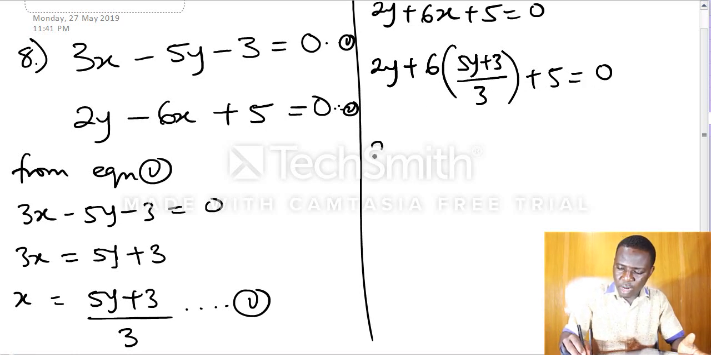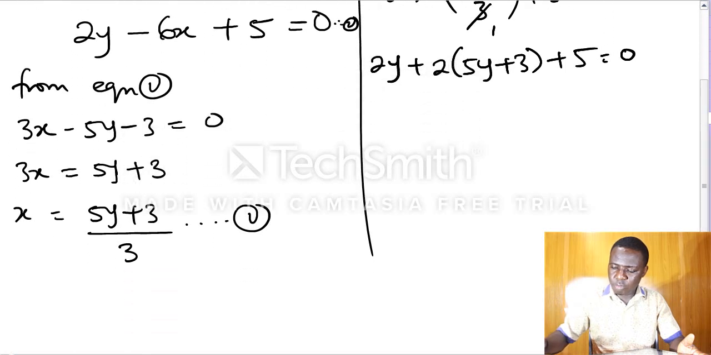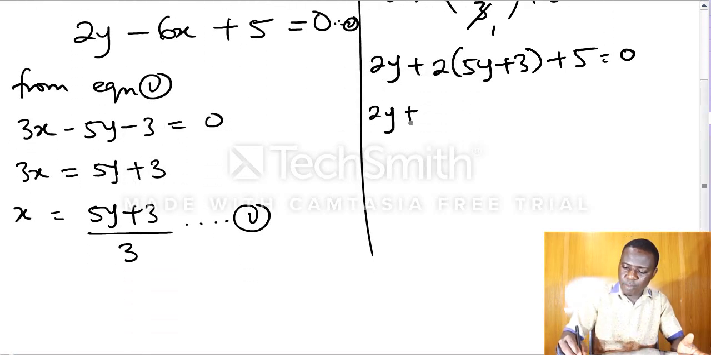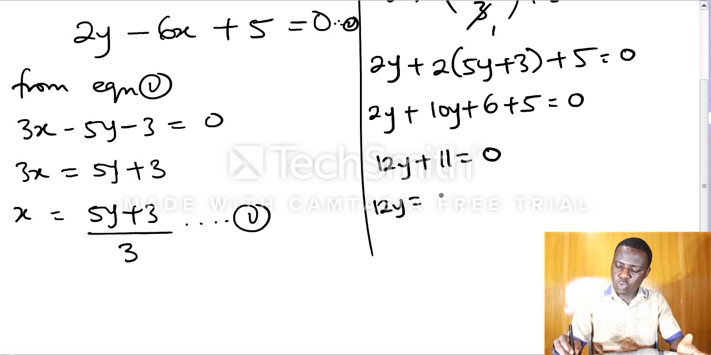And when you simplify, 3 into itself is 1, 3 into 6 is 2, so you have 2y minus 2 into bracket 5y plus 3, plus 5 is equal to 0, and this becomes 2y minus 10y minus 6 plus 5 is equal to 0. Collecting like terms, this becomes minus 8y minus 1 is equal to 0. That is, 12y is equal to minus 11, and y is equal to minus 11 divided by 12.